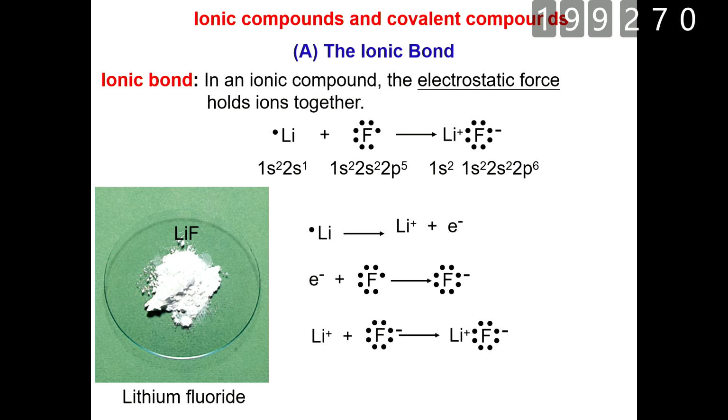So using the Lewis dot, we can use this way to describe the reaction process. For example, basically the metals lose one electron to form this kind of ionic compound. So between the metal cation and the non-metal anion, they form the ionic bond. Okay.